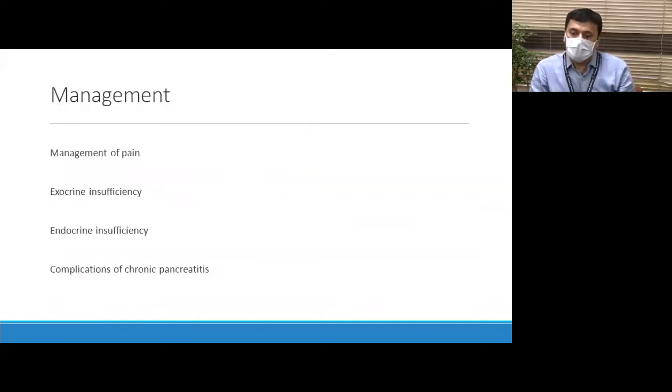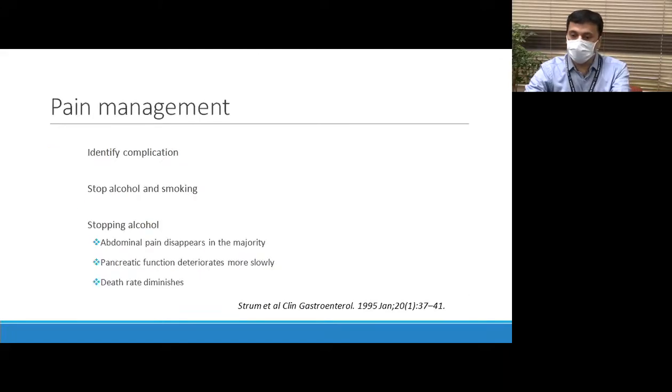Coming to the main topic of this lecture, the management. So the management consists of management of pain of chronic pancreatitis, management of exocrine insufficiency, management of endocrine insufficiency, mainly type 2 diabetes, that I will not be talking about by itself. It's a topic, and the complications of chronic pancreatitis.